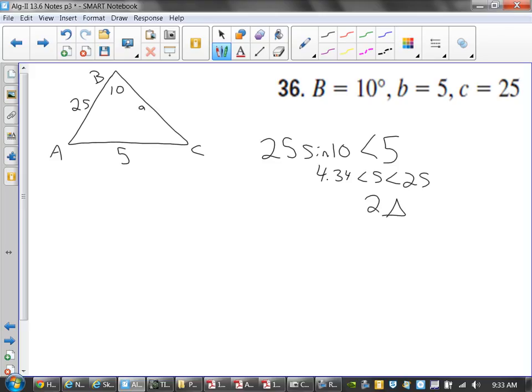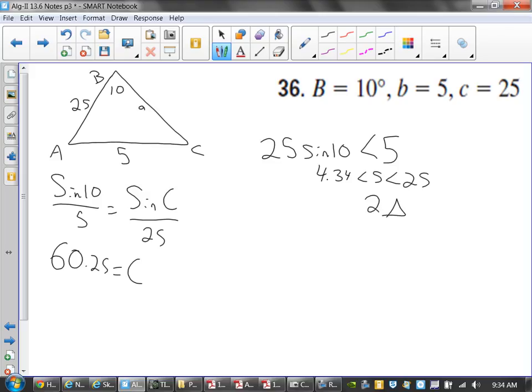So what we're going to do here is solve for angle C first, because we know the side opposite it, we don't know the angle. We're going to use the law of sines. We're going to use sine of 10 is to 5 as the sine of C is to 25. Cross multiply and solve. You get 60.25, yep.